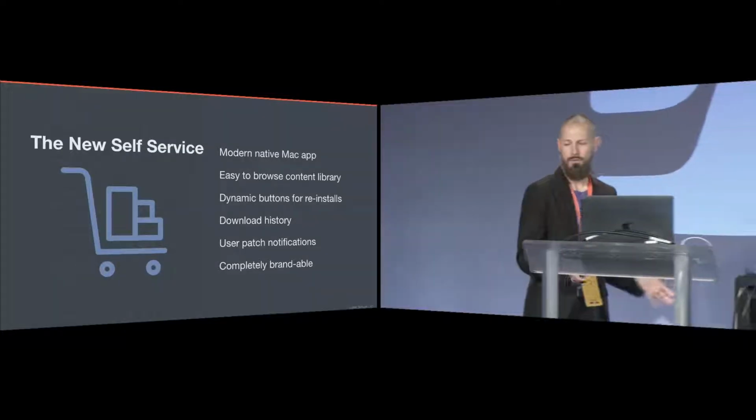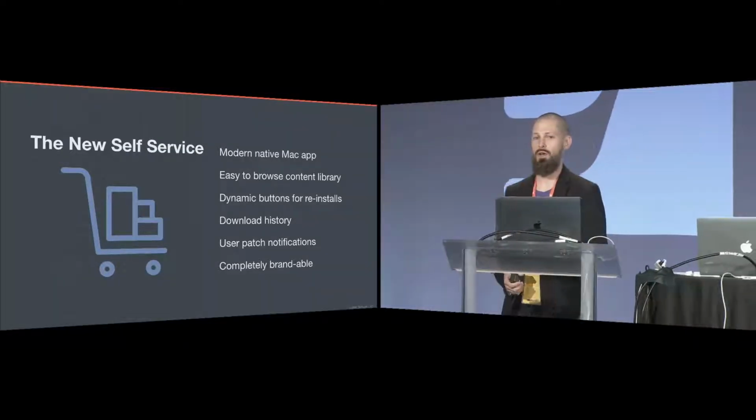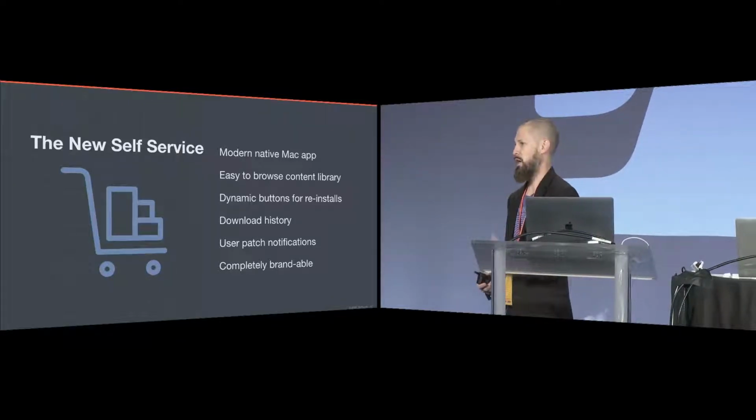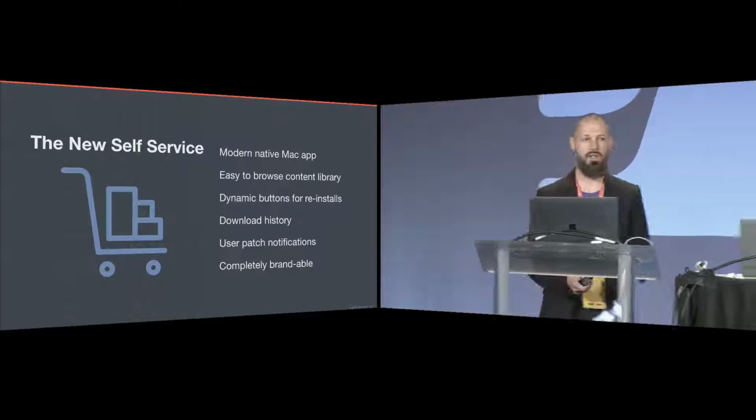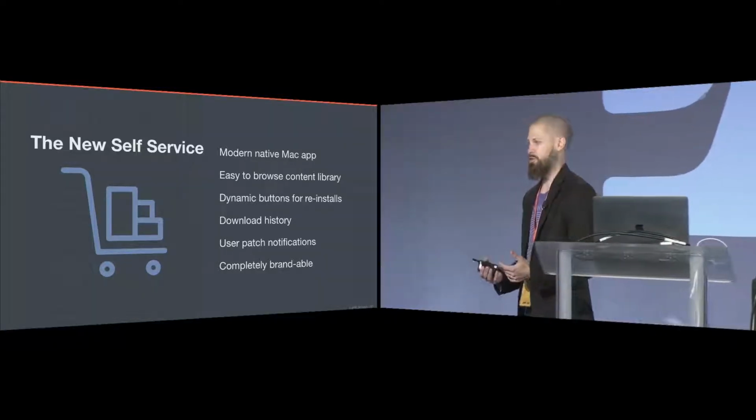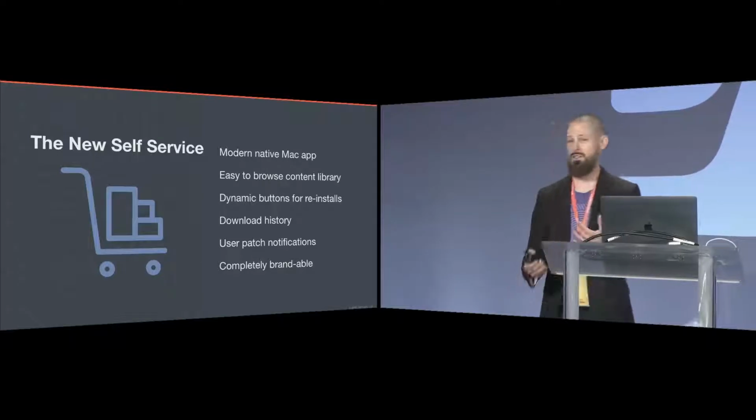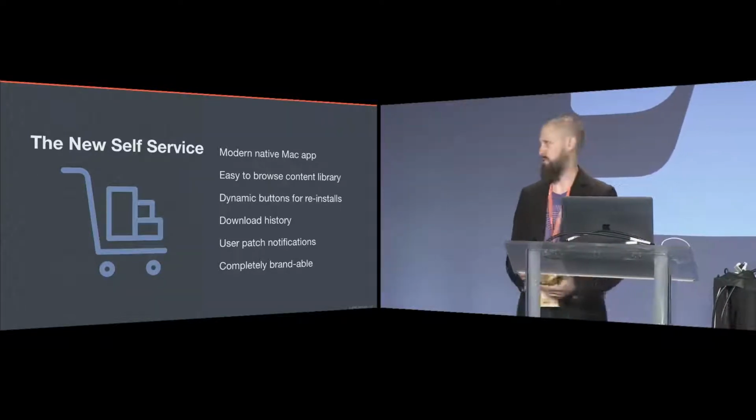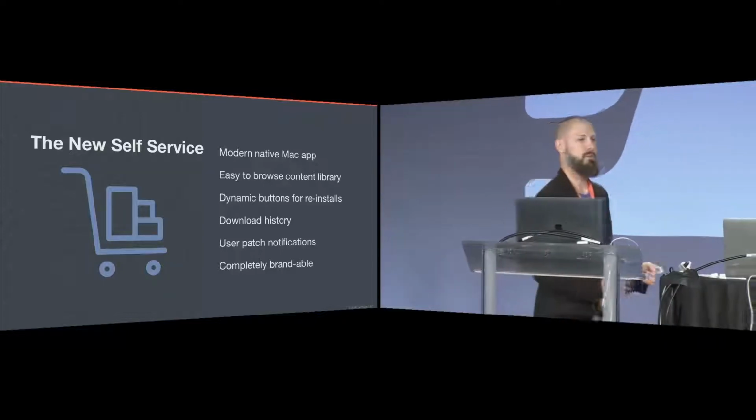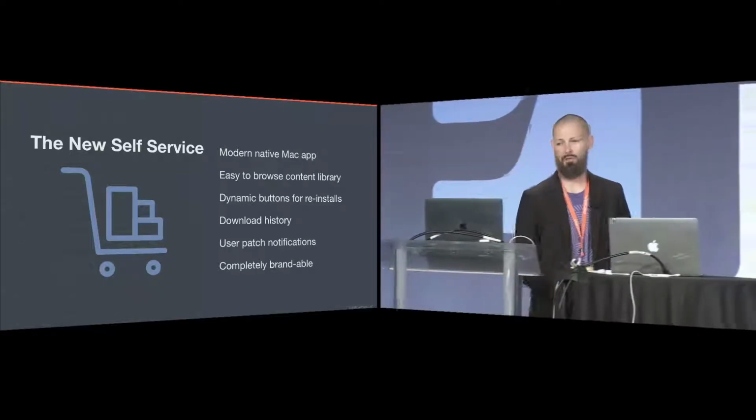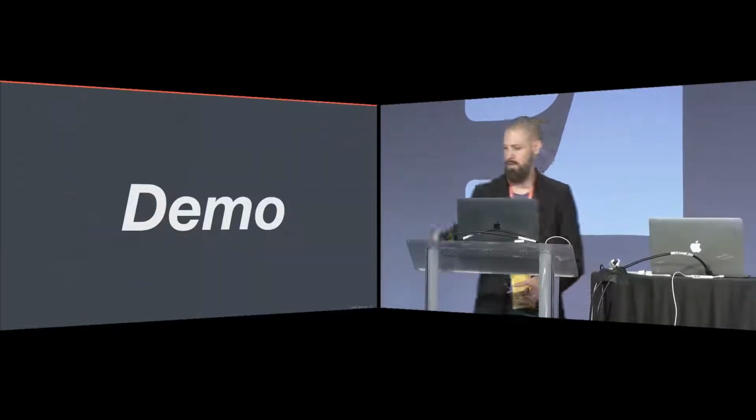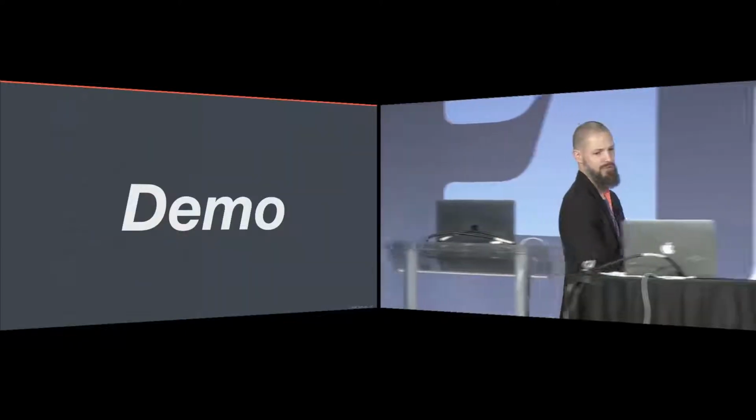So overall, our self-service solution is now a native, modern macOS app. It's easy to browse the library. You've got your dynamic buttons. We now have that download history to provide additional information. It interacts very closely with our patch notifications. It's completely brandable. And in addition, as I noted before, the bookmarks are now scopable. So I'm going to kick over now back to our demo machine.